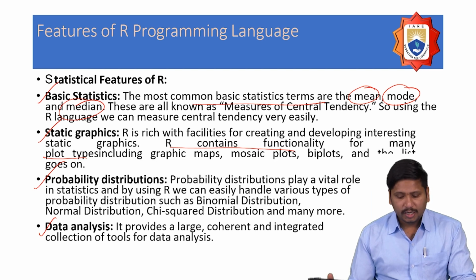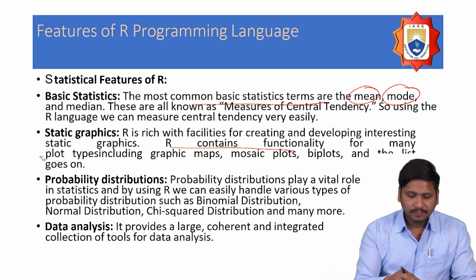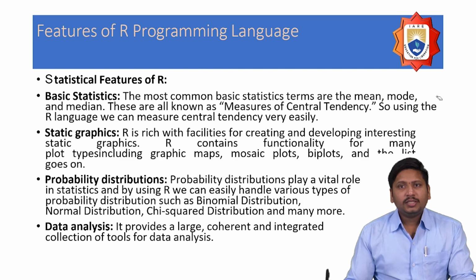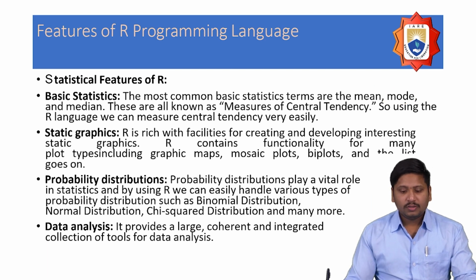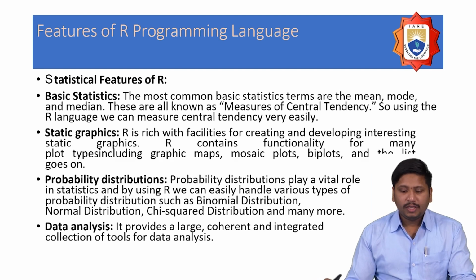And the next one is data analysis. R also provides a large, coherent, and integrated collection of tools for data analysis. In this case also, R programming plays a vital role for data analysis. Right. So these are some of the statistical features of R. You can incorporate many features in basic statistics, static graphics, probability distribution, and data analysis. Like this, we can implement different types of features in our programming.